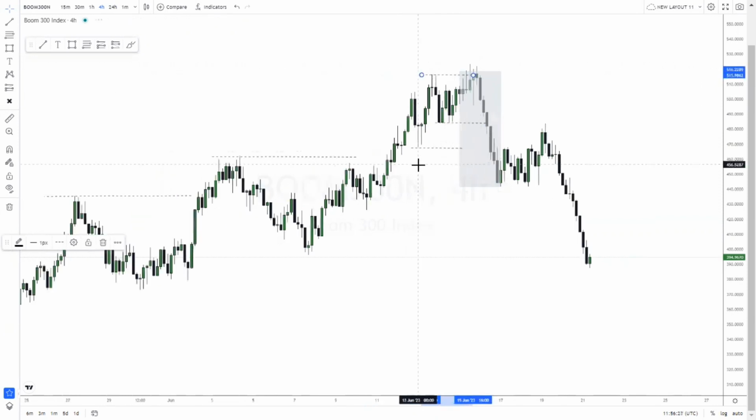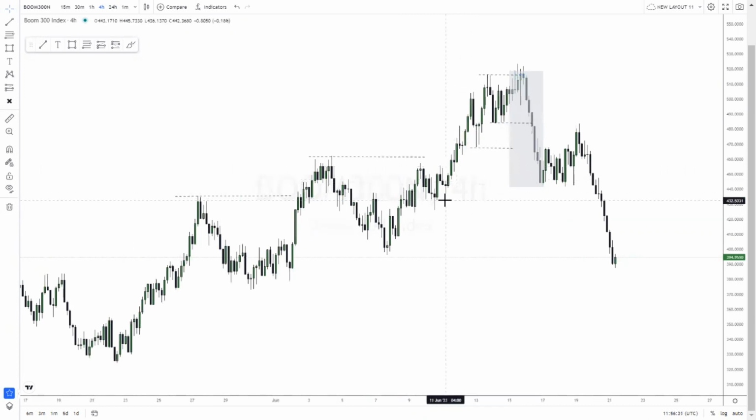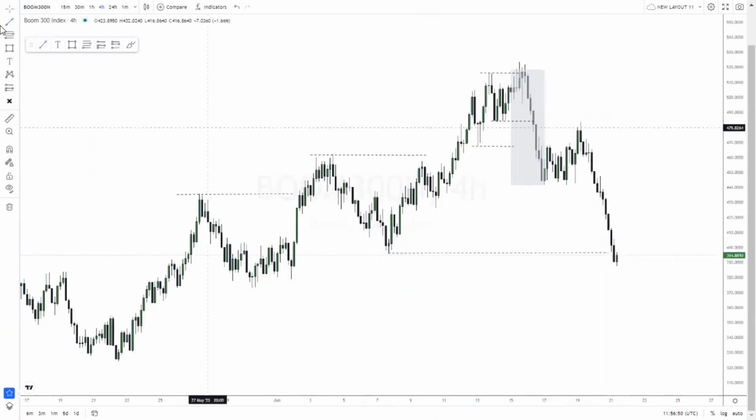Now, seeing this, it means price will likely want to grab a lot of sell side liquidity. That is why you see price breaking this low, and then the last low it broke was this. So price has grabbed sell side liquidity. Now, aside from grabbing sell side liquidity, we can see that price also tapped into the H4 order block, which happens to be this candlestick right here.